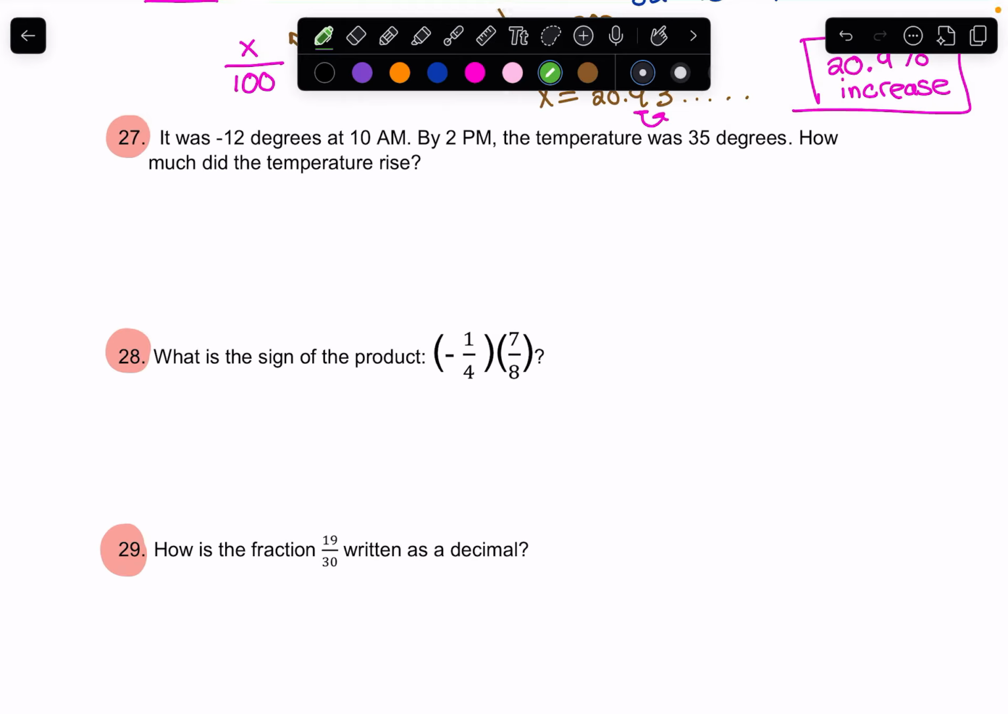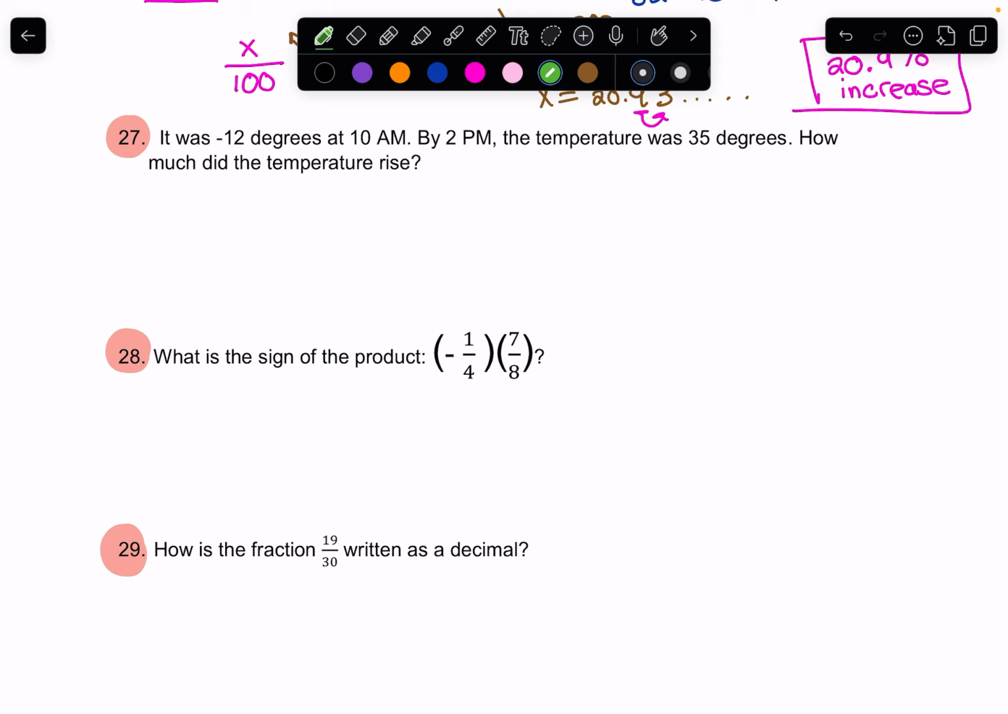So there would be a couple problems that require us to work with rational numbers. This is basically the beginning of the year when we were learning about working with positives and negatives and really making sure that you understand the number line. So for number 27, it says it was negative 12 degrees at 10 a.m. By 2 p.m., the temperature was 35 degrees. How much did the temperature rise?